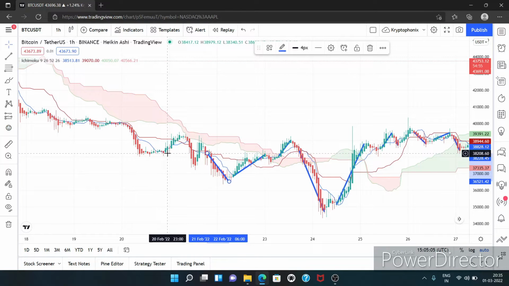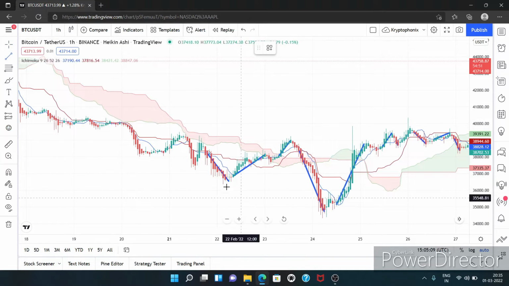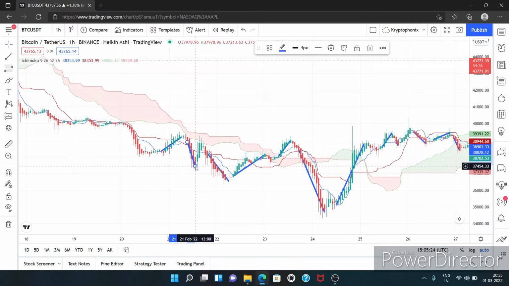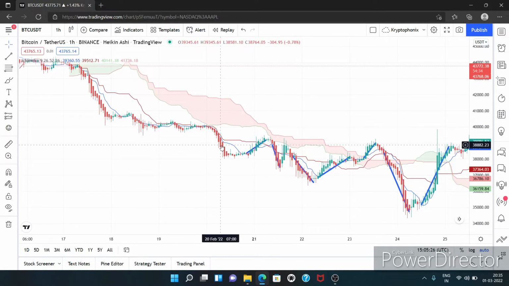Now, if you look over here, a close above the blue line, signal to buy, result up move. This one, a close below the blue line, signal to sell, result down move. Now, a close below the blue line, signal to sell, result down move.